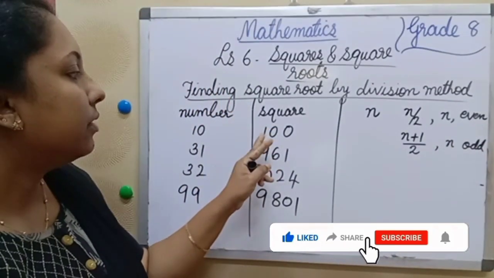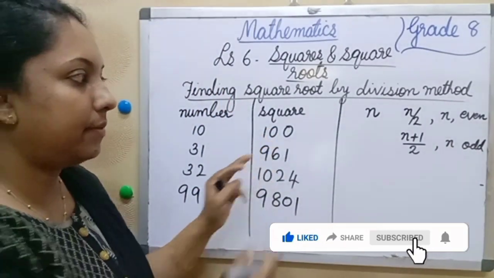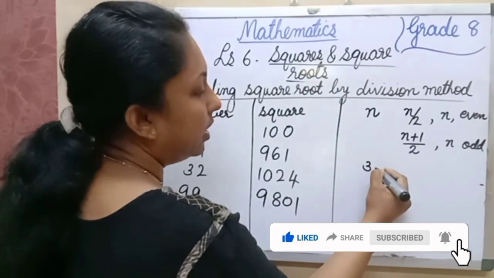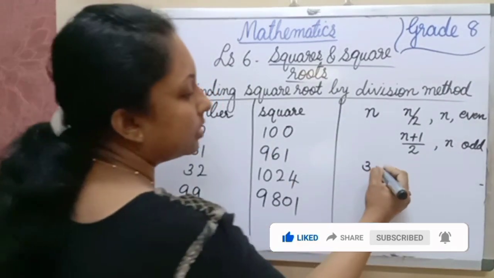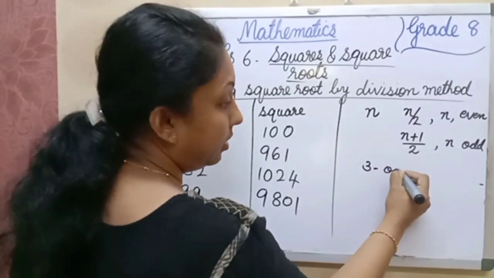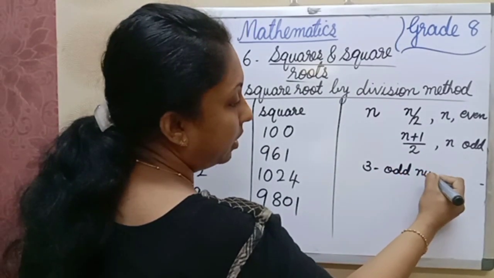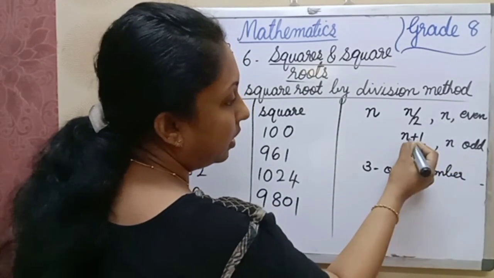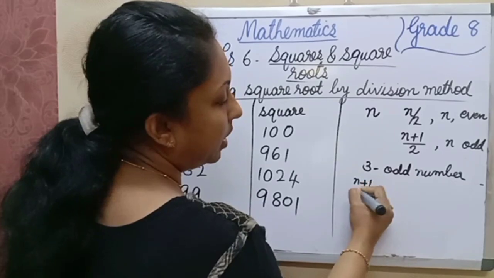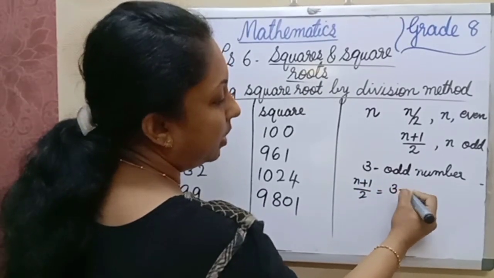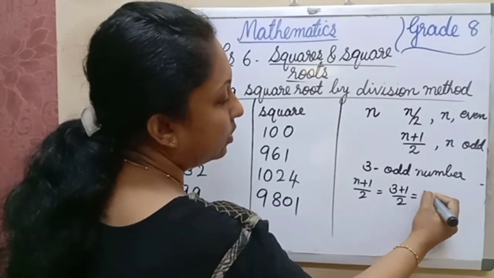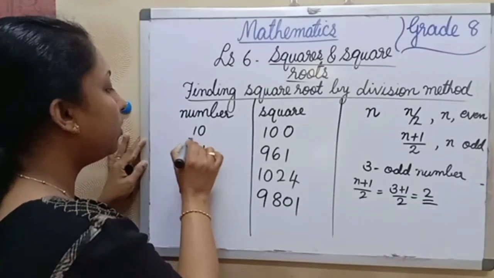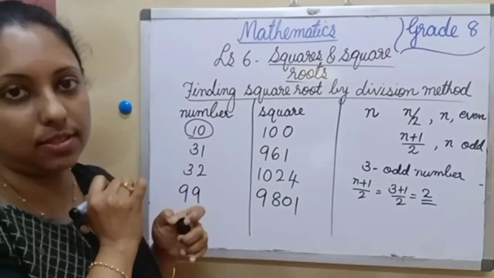See here, 100 has 3 digits. n is 3, and 3 is an odd number. So which equation can we use? (n plus 1) by 2. That is (3 plus 1) by 2, 4 by 2 is 2. So the square root has 2 digits.